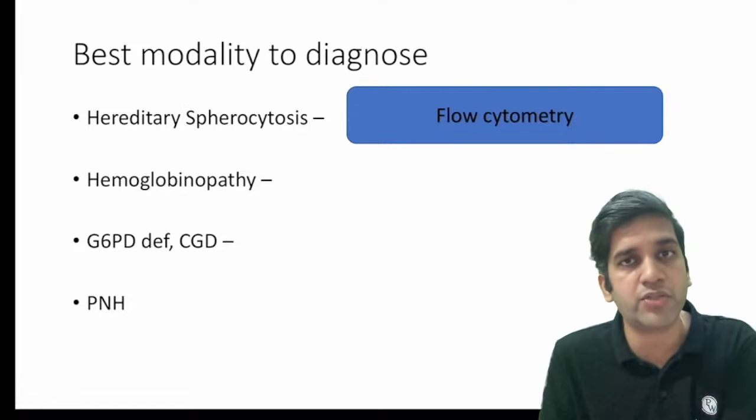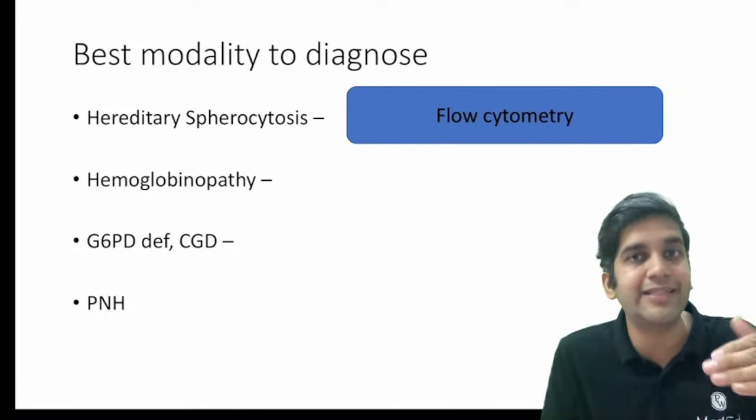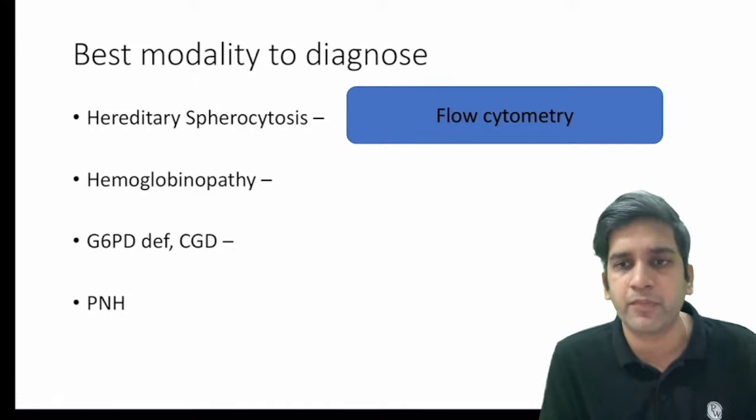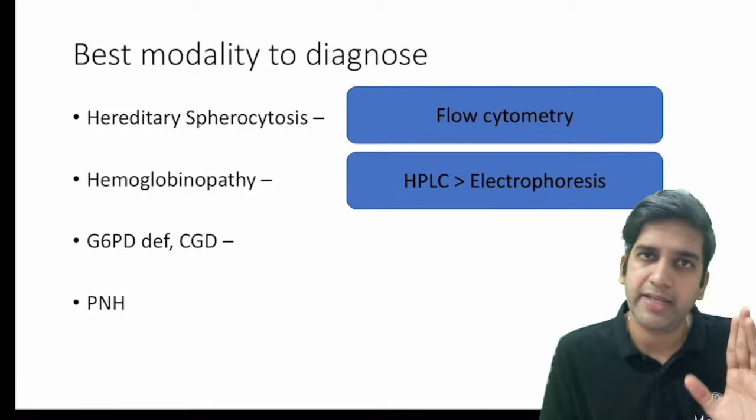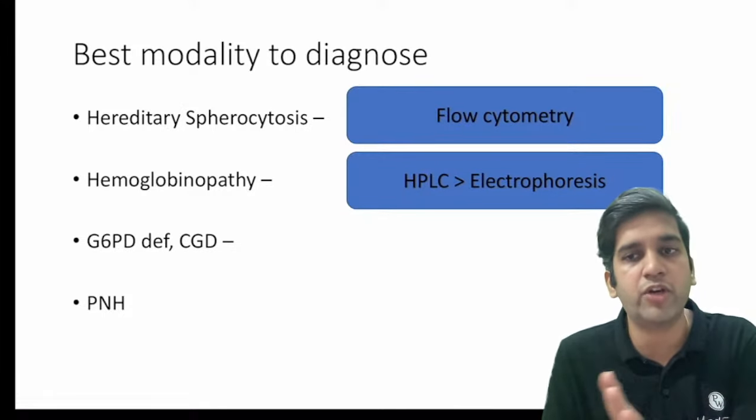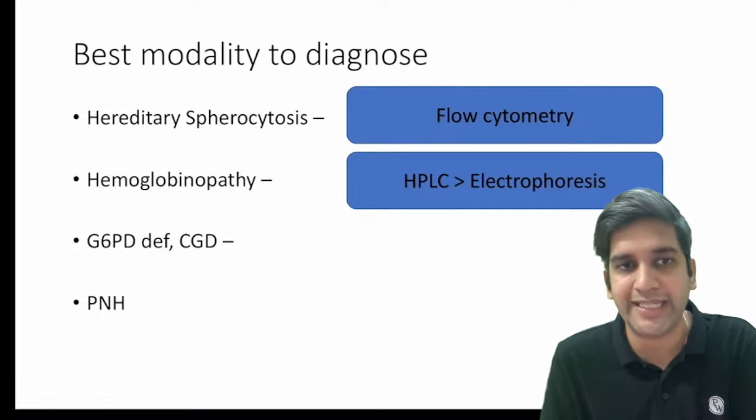What's the investigation of choice for hemoglobinopathy, like sickle, thalassemia, HbC? Perfect. It's HPLC. If it's there, good. If not, go for hemoglobin electrophoresis, right? Great. Okay.